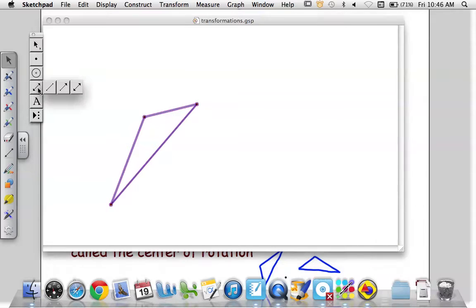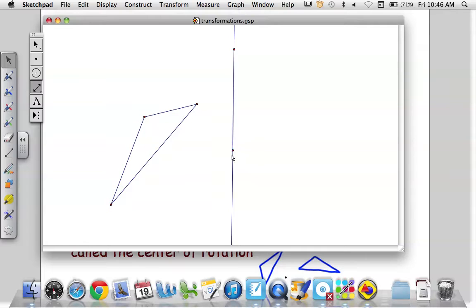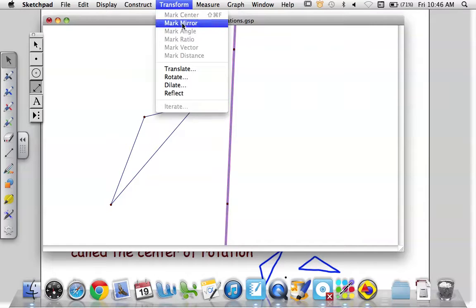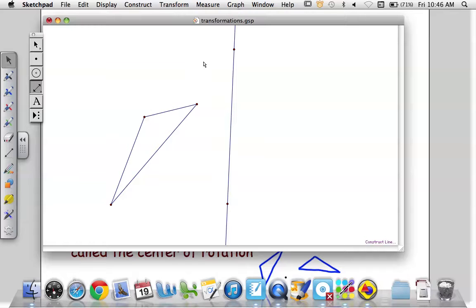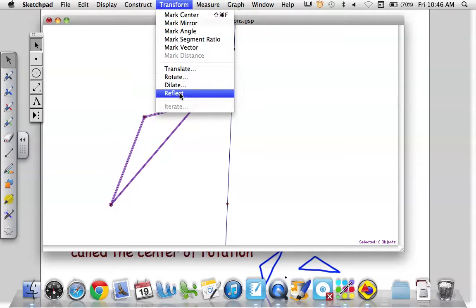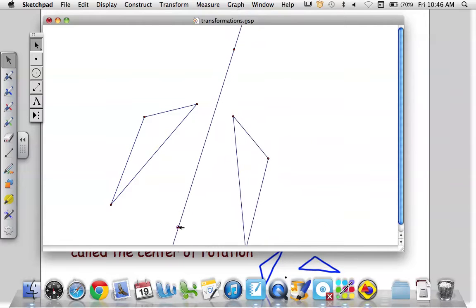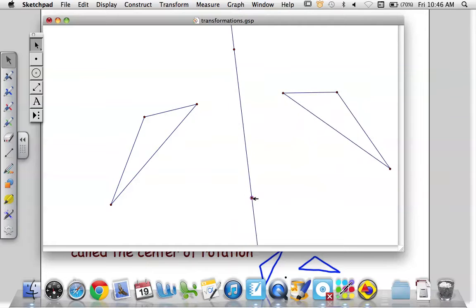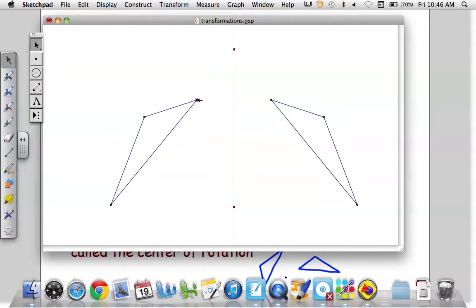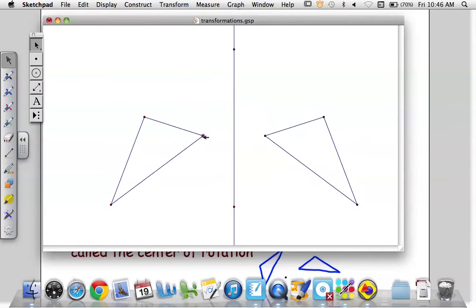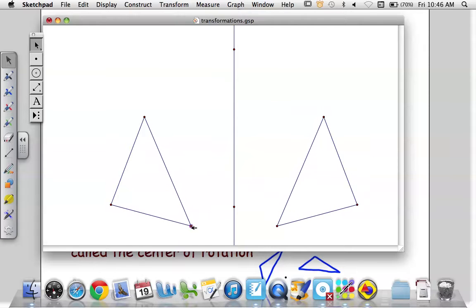Then we had reflections, and we need a line of reflection. So I'm going to put a line in here, and what I have to do in the Transform menu is mark this as my mirror. Remember that a reflection uses a mirror image. So this line is my mirror. I'm going to highlight my shape, and I'm going to transform by doing a reflection. I'm going to reflect it. There it is. It ends up on the other side of that line. I can change how that line looks, but notice the triangle is still reflected over that line. I can even change how the triangle looks, but notice it's still reflected over that line.